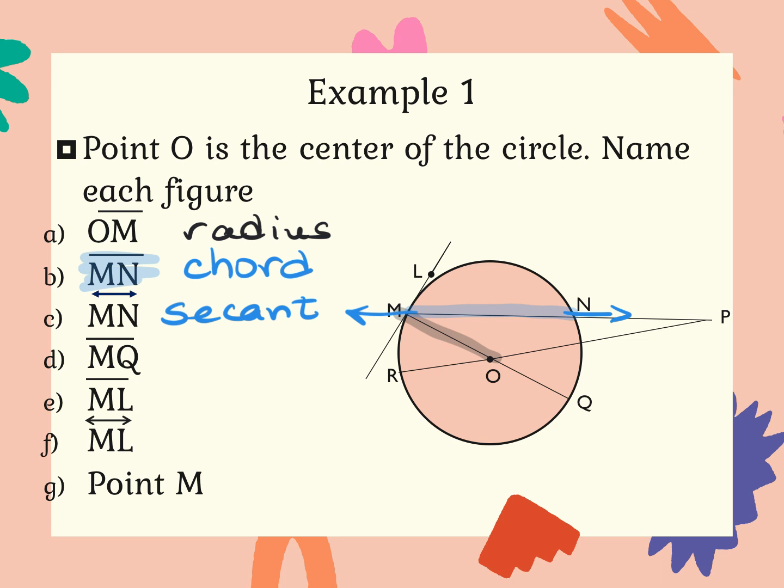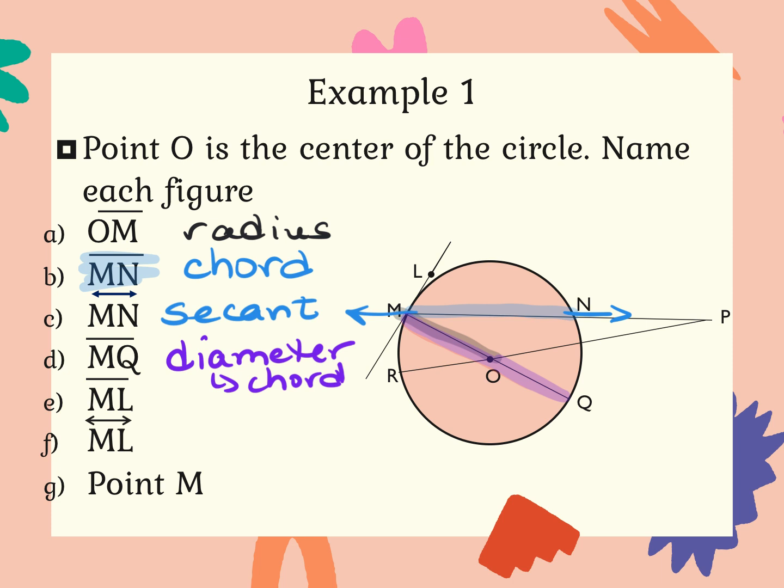MQ, this is a segment that is going through the center, and it's going from edge to edge. So here, MQ, technically this is a chord, but the better name is diameter. If on the test you told me it was a chord, I would give you credit. But the better name is diameter because it goes through the center point.